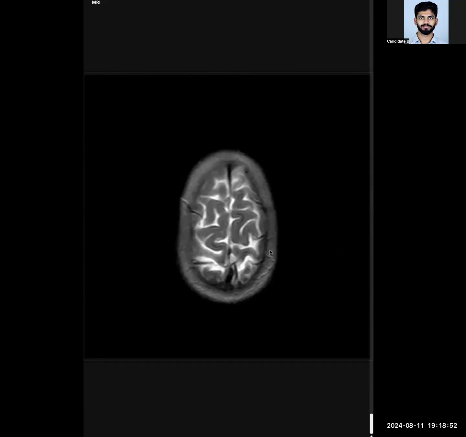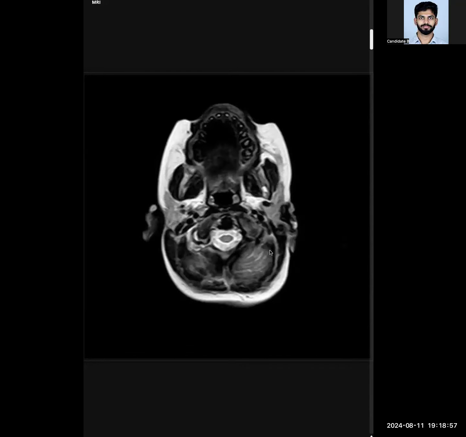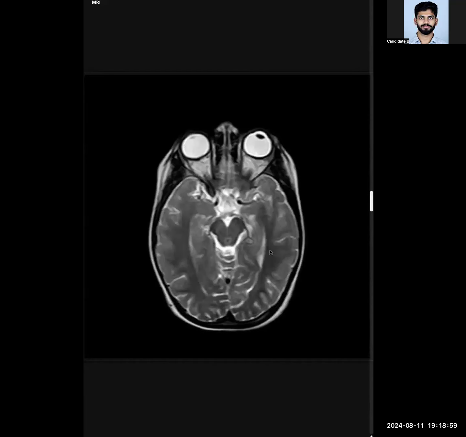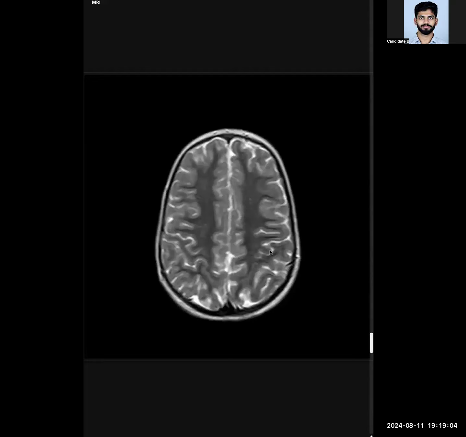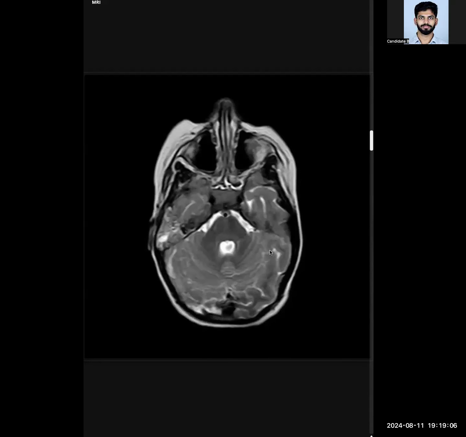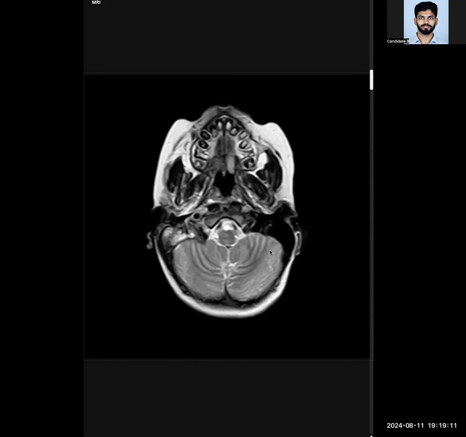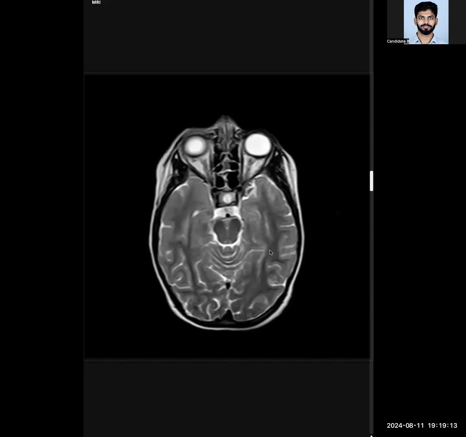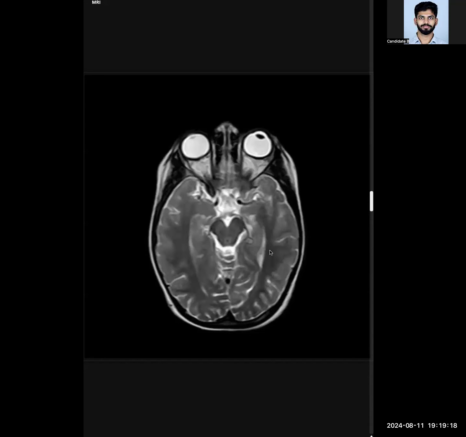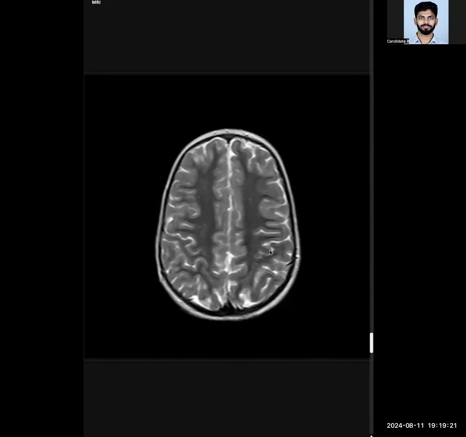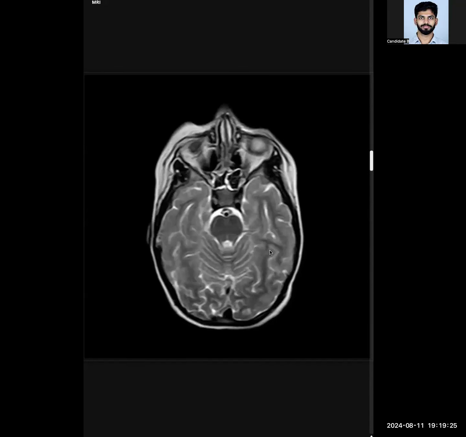Once again, I will go through my checklist. The brain parenchyma, other than that, appears normal to me, except for the prominent sulcal spaces and ventricular prominence. Okay, I will check again the paranasal sinuses, the orbit. I'm not able to appreciate any findings.